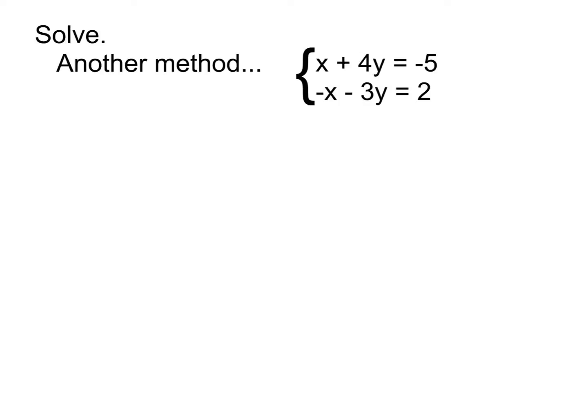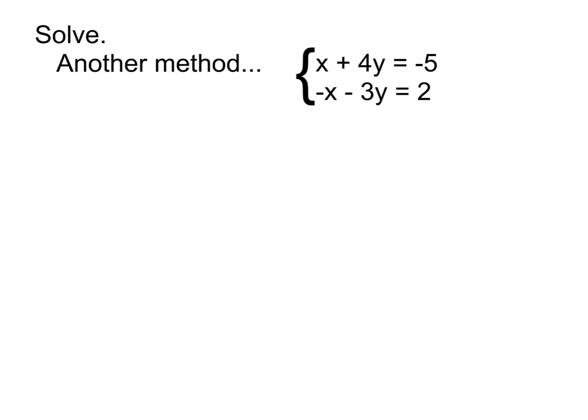Now, we just went through solving that second system by using the substitution method, but there's actually another method that we can use to solve it. And this other method actually sets up beautifully for this particular system of equations. We're going to be taking a look at what's called the elimination method. The elimination method starts by adding the two equations together.